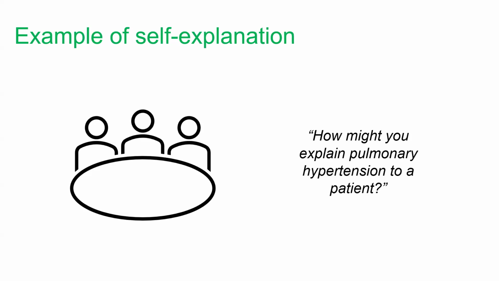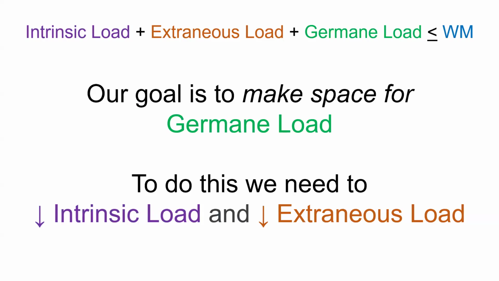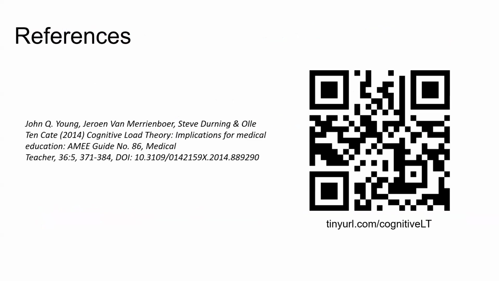So to remind you, you want to make sure the sum of the intrinsic, extraneous, and germane loads are less than or equal to your working memory, which is usually about 7 discrete items. And our goal is to make space for germane load and then optimize it. And the way to do that is to decrease the intrinsic load and decrease the extraneous load. And that's it. Again, here is a reference to the phenomenal article that reviews cognitive load theory in medical education.